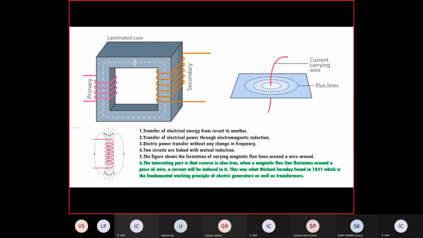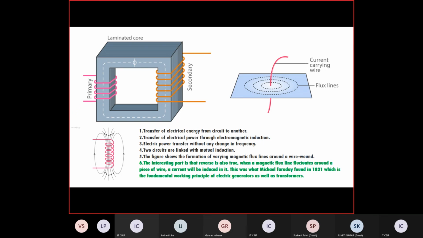Transfer of electrical energy from one circuit to another. Transfer of electrical power through electromagnetic induction, that we have discussed. Electric power transfer without any change in frequency, that we have discussed. Two circuits are linked with mutual induction, that we discussed. All right, this is also we have covered.